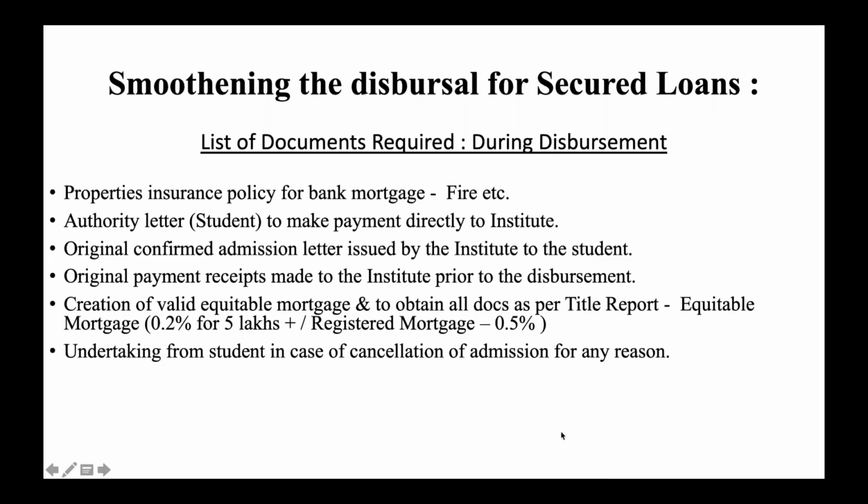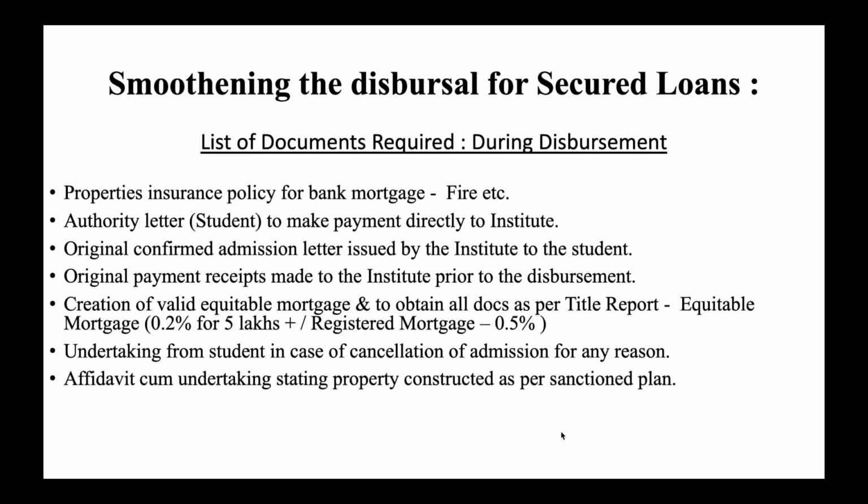And the next thing is an undertaking from the student in case there is cancellation of admission for any reason. Now, this is an important parameter. It might be a no-brainer, but if the bank remits the funds to the school and you decide not to go to the school, you need to come back and give it to the bank.